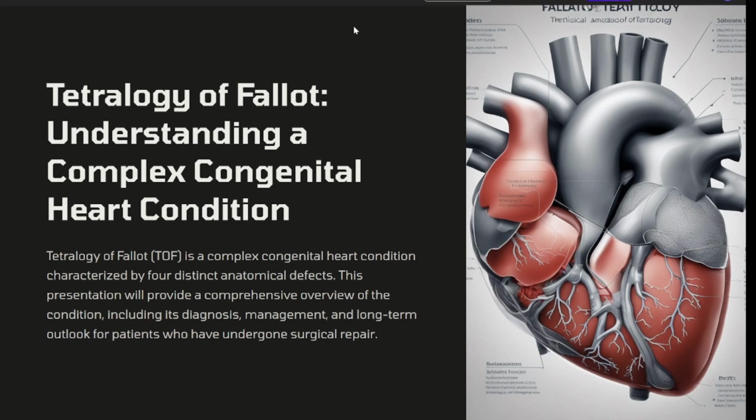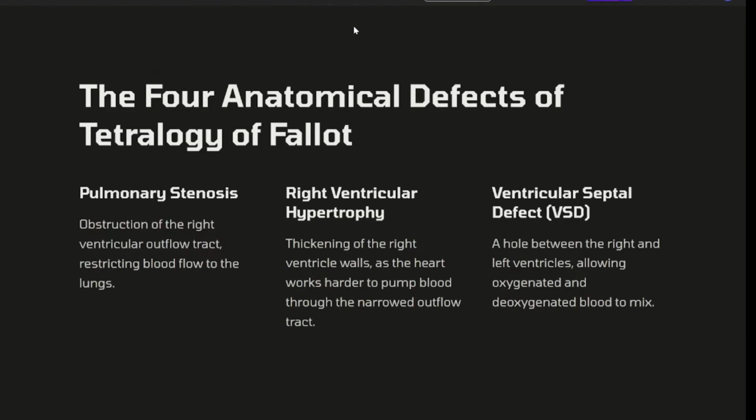Oral exam questions and answers on Tetralogy of Fallot. Question 1: Describe the 4 anatomical defects present in Tetralogy of Fallot. Answer: Tetralogy of Fallot consists of 4 key anatomical defects.